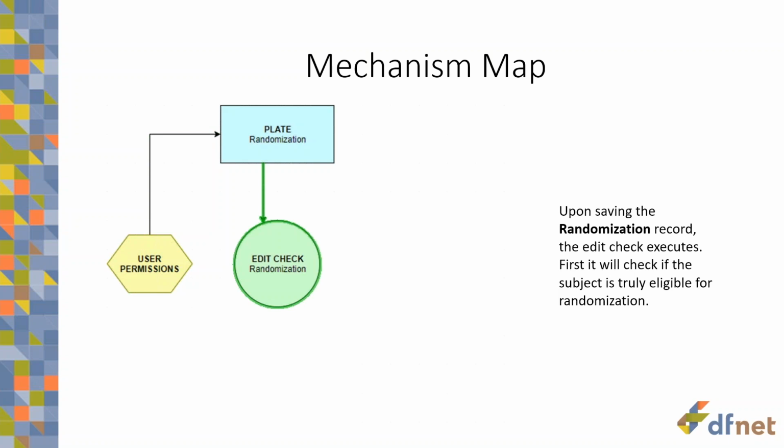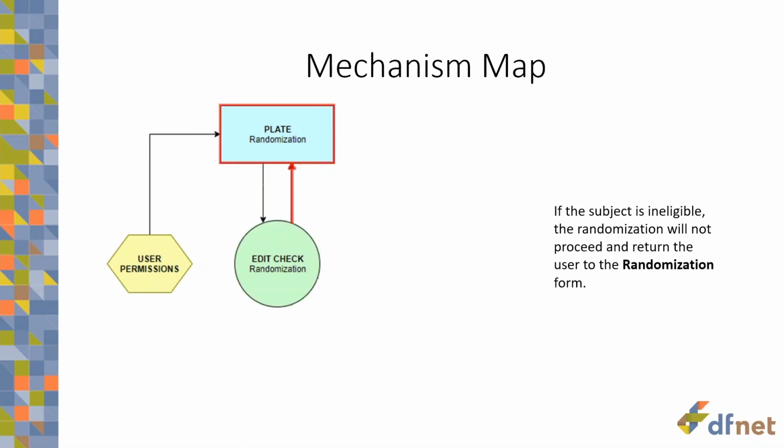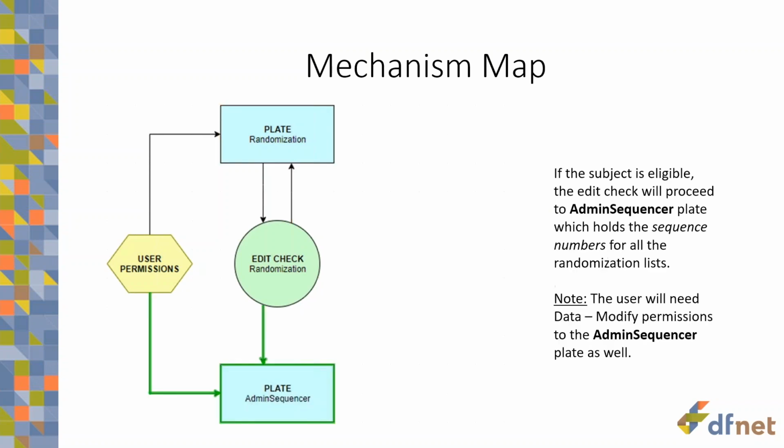So upon saving the randomization record, the edit check executes, which will first check whether the user is deemed eligible for randomization. If the subject is ineligible, the randomization will not proceed and return the user to the randomization form until the user is deemed eligible. Then, if the subject is eligible, the edit check will proceed to the admin sequencer plate, which holds the sequence numbers for all the randomization lists, which I just previously showed, and you need to ensure that your user permissions allow people to data modify that admin sequencer plate as well.